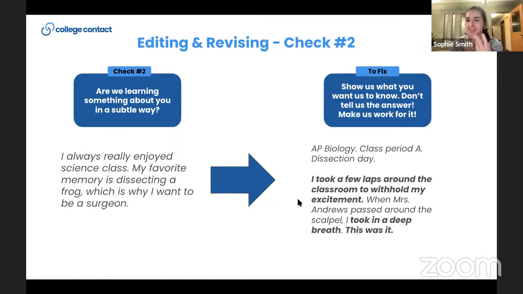So she's showing us, she's bringing us into the room. We're feeling her excitement. We're feeling how excited she is about this moment. She doesn't even really need to tell us that she wants to be a surgeon. It's kind of random, kind of thrown in. We don't need to know that right now. But she's bringing us into those emotions, and so we're learning about her in that subtle way. She's not just telling us the answer. Kind of goes back to the triangle theory, right?